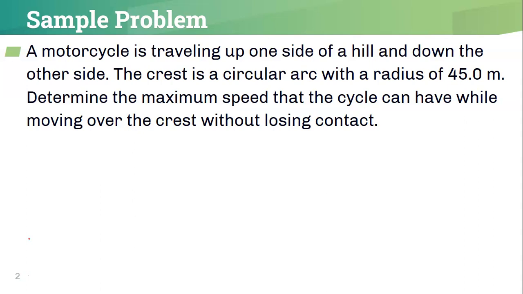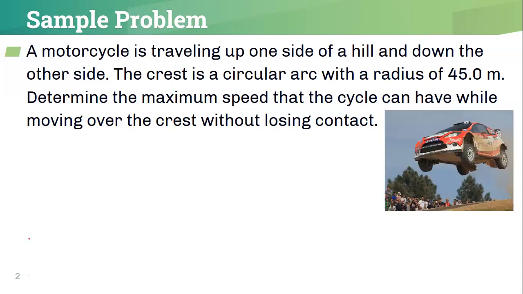And we want to determine the maximum speed that the cycle can have while moving over the crest without losing contact. So what we don't want to happen is what's happening to this car in this picture. Basically, if the motorcycle goes too fast, it'll go up in the air, meaning it loses contact with the ground. So we'll start by visualizing this.